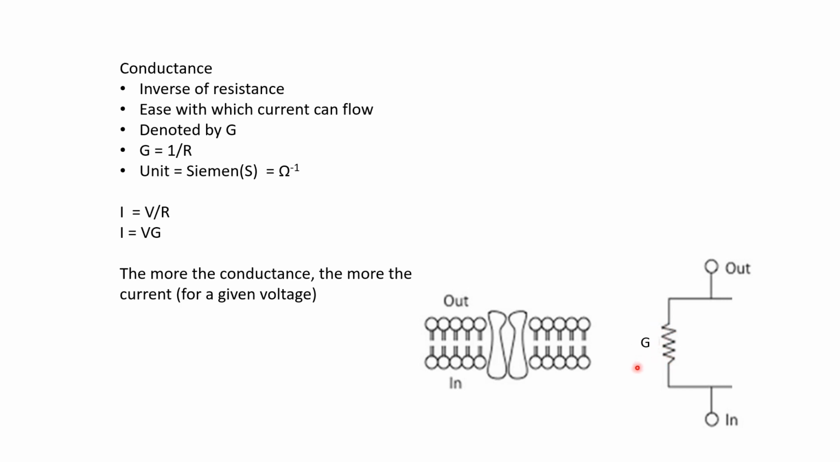One advantage of looking at conductance rather than resistance is that conductances add up when they are in parallel. So you know that resistances add up when they are in series, but when they are in parallel, then you have to do 1 over resistance becomes 1 over R1 plus 1 over R2. But in case of conductances, conductances add up when they are in parallel. So it's easy to find the total conductance if you know the conductance values of different channels that are connected in parallel.